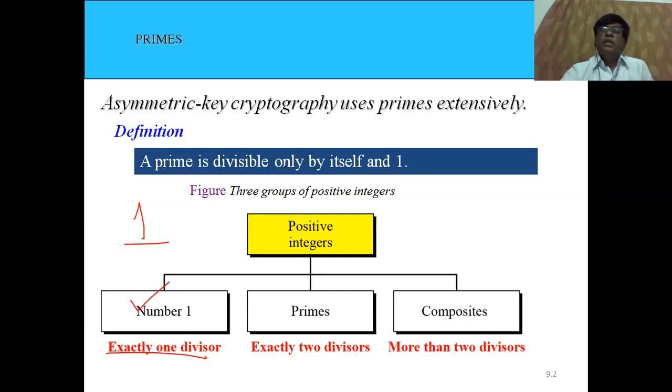For example, 1 is the number which has only one divisor. 5 is a prime, it has only 1 and 5 as divisors. And composite, for example, 10, has 1 as one divisor, 2 as another, 5 as another, and 10 also. So composite means a number which contains more than two divisors. That is opposite to the prime. So there are three types of positive integers: the number 1, primes and composites.